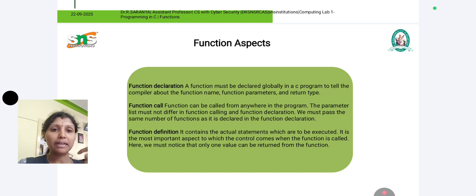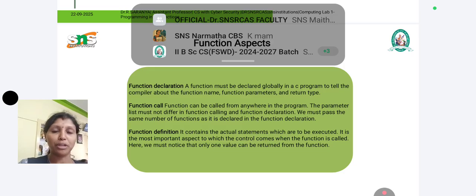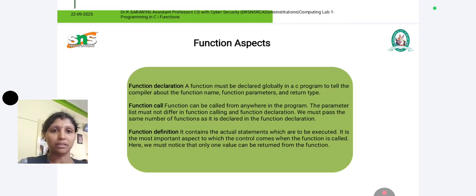After function declarations, we are going to call that particular function. A function can be called wherever we are in need of it, because we are declaring it in the global section, right? So the parameter list must not differ between function calling and function declaration. We must pass the same number of arguments as declared in the function declaration. Next is the function definition. The function definition contains the actual statements which are to be executed. The more important aspect is where the control goes when the function is called.